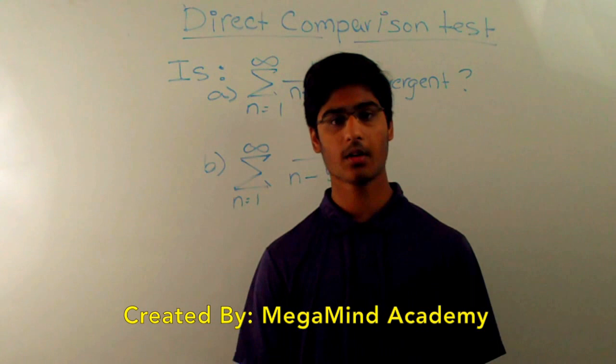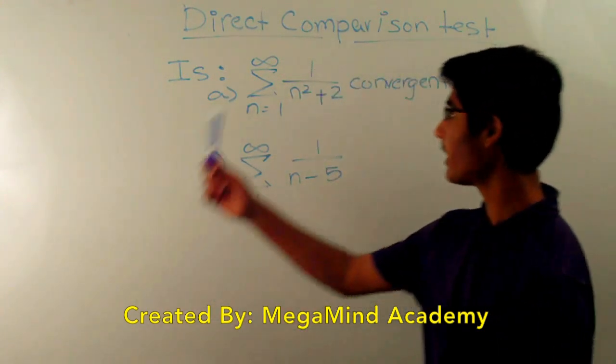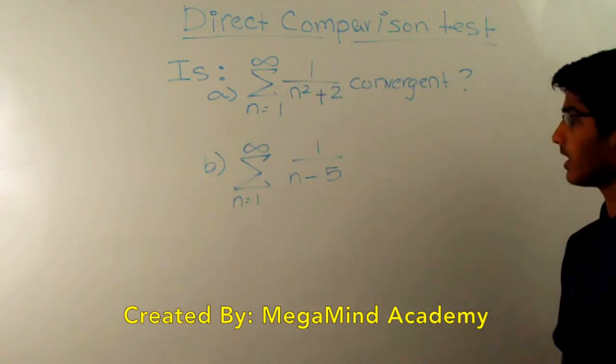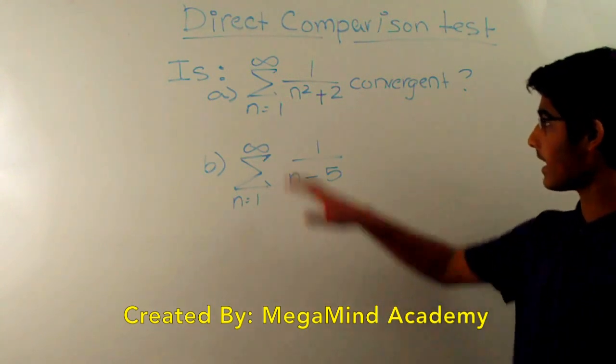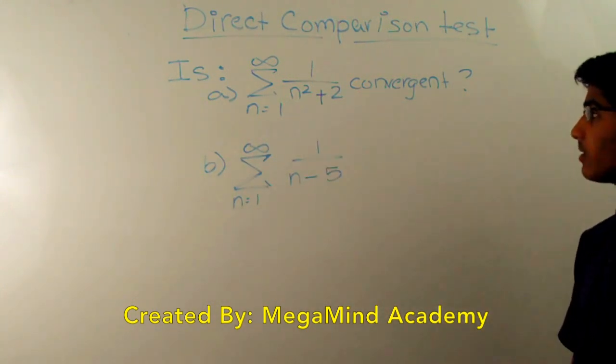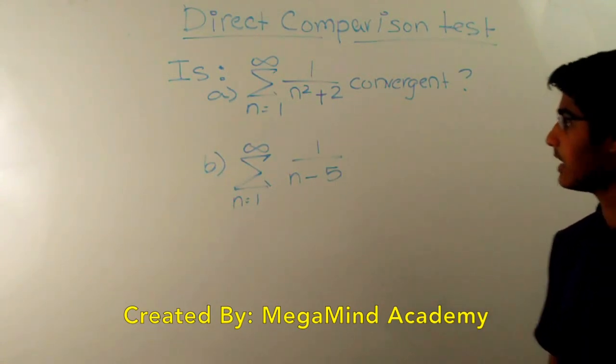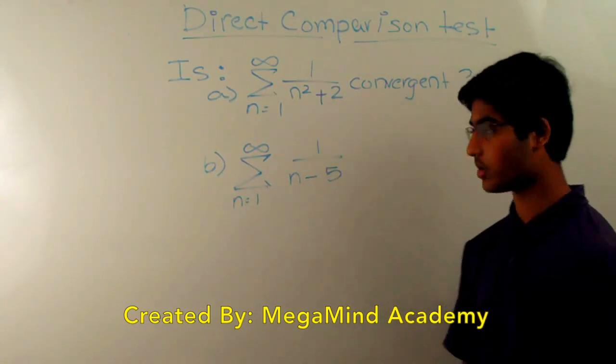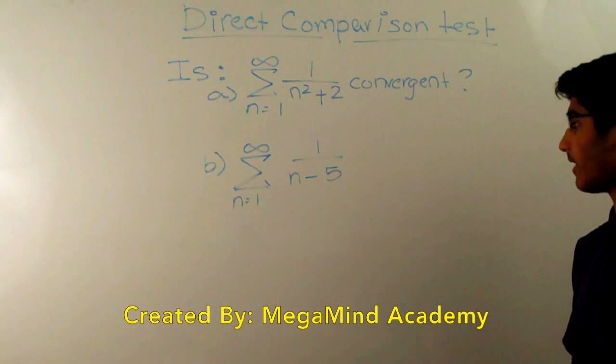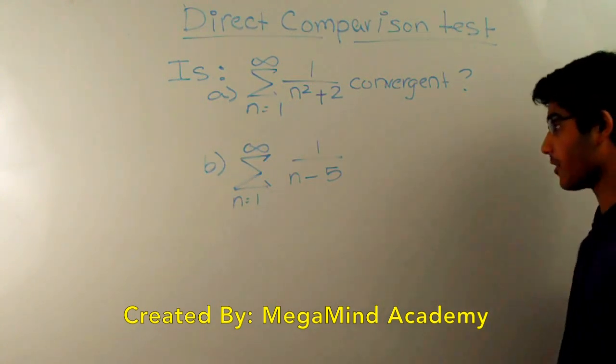Hi! Today we're going to learn about the direct comparison test. So let's say we have a problem like this. Is A, the series from n equals 1 to infinity of 1 over n squared plus 2 convergent or divergent, and B, the series from n equals 1 to infinity of 1 over n minus 5. Is that convergent or divergent?